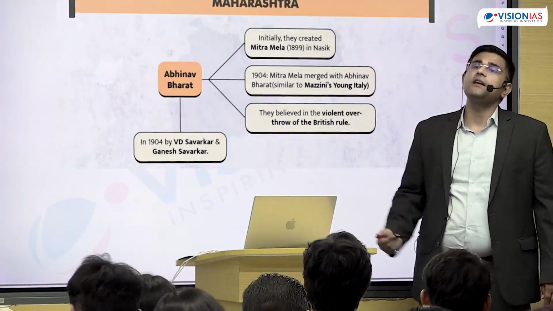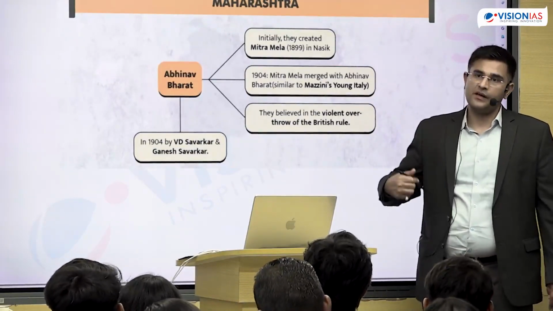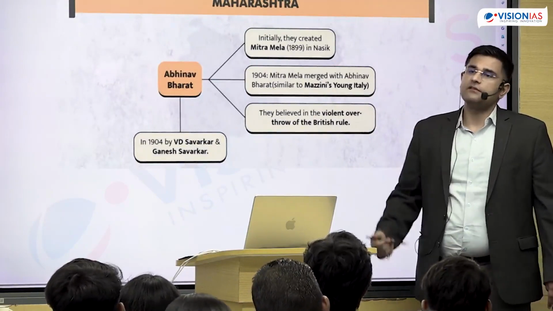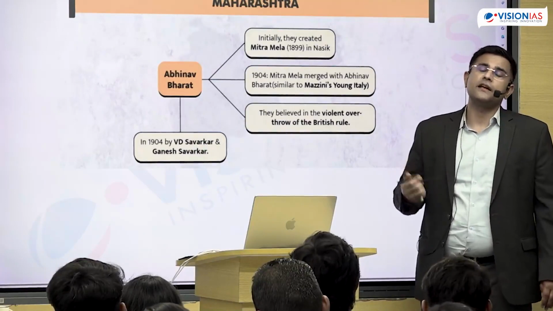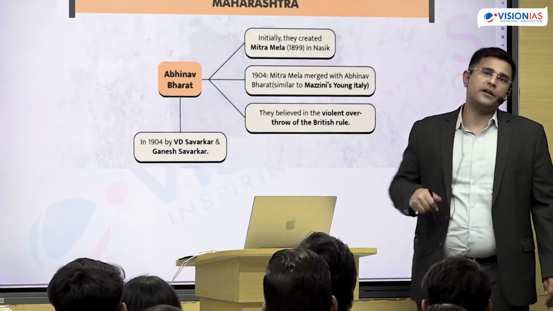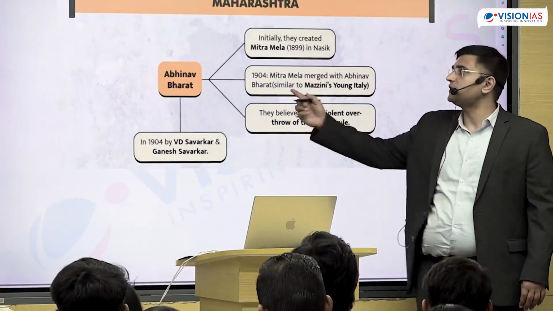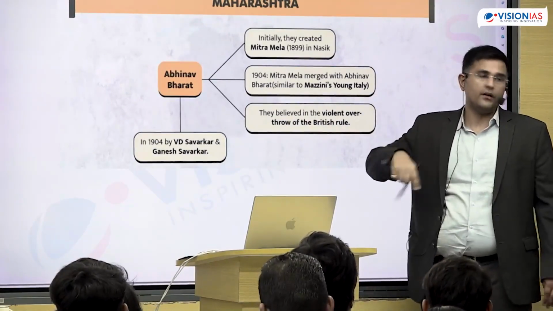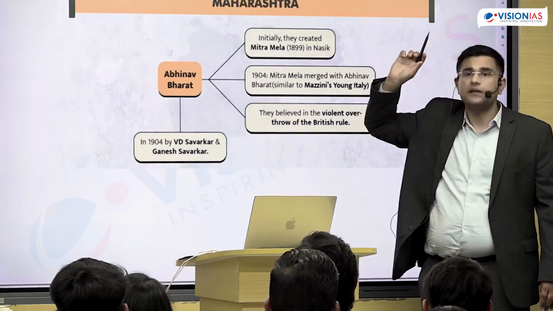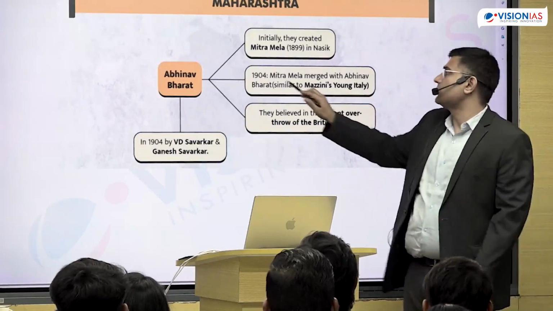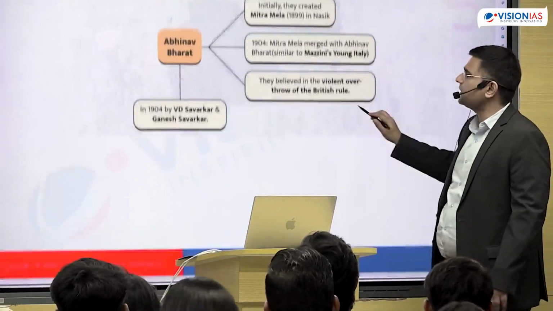Because Young Italy was an organization started by Mazzini in the 1830s, and Veer Savarkar was greatly inspired by Mazzini, if that was Young Italy, then we should have Young India. Young is Abhinav, India is Bharat, right? So therefore, Abhinav Bharat. It was a renaming, not a new organization. Similarly, its branch was set up in London later. So Mitra Mela merged with Abhinav Bharat, and they became one organization, similar to Mazzini's Young Italy.